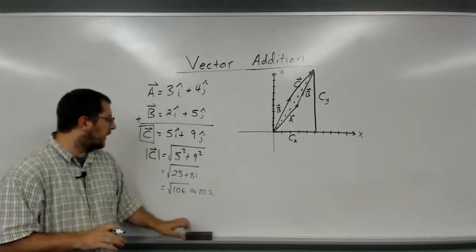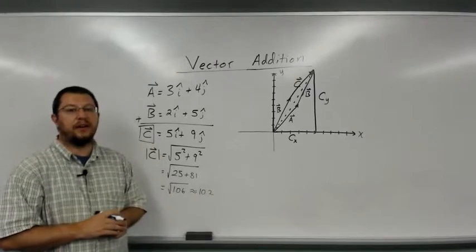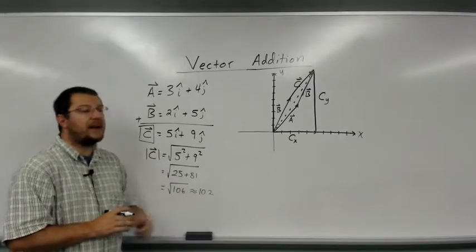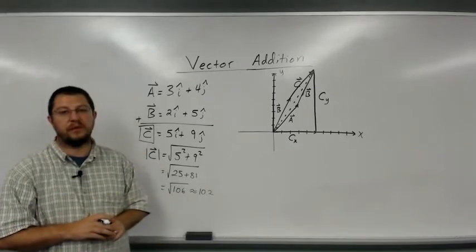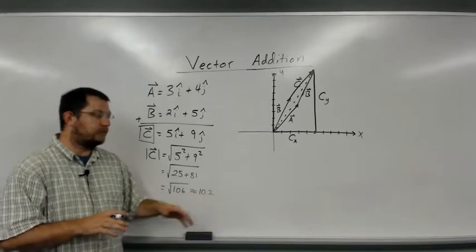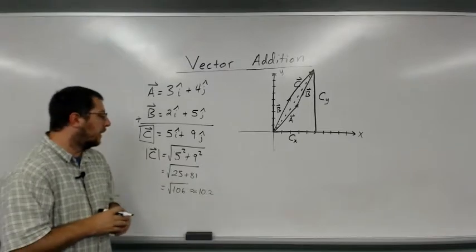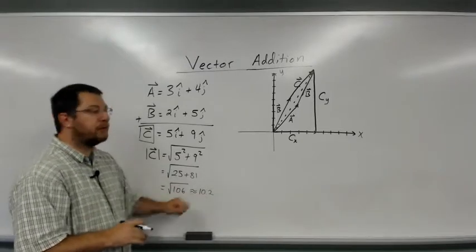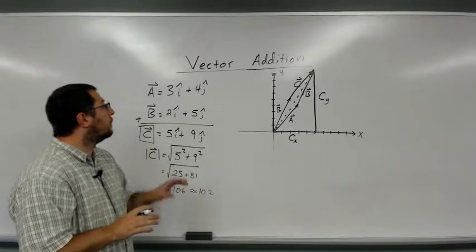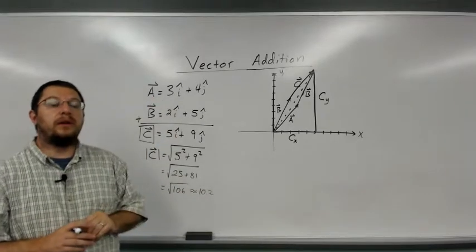If you add that up, you should find that your resultant is approximately 10.2. Just off the top of my head, if I take the square root of 106, that's probably around 10.2. It might be a little bit more, it might be a little bit less, but as an approximation, that should be pretty good.